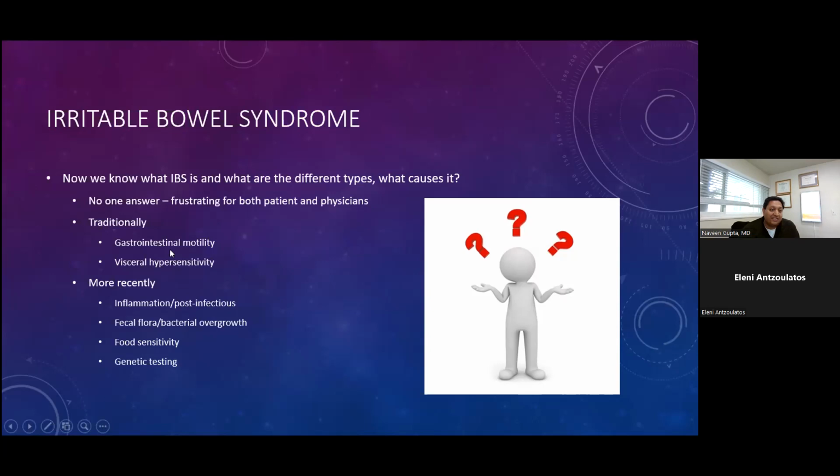More recently, as we've expanded our knowledge, we talk about inflammation of the gut, that patients with irritable bowel syndrome seem to have more inflammation in their gut and maybe have an inflammatory process there, that there's a problem with the fecal flora, including things like bacterial overgrowth, which has been a real hot topic in irritable bowel syndrome and in GI in general. Food sensitivities, which just about every patient I see now talks about, what foods are they sensitive to, what foods could be triggering it. And there does appear to be a genetic basis in irritable bowel syndrome, and we'll talk about that in a little bit.